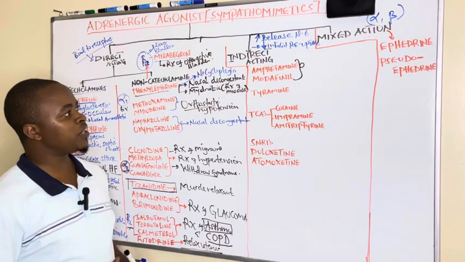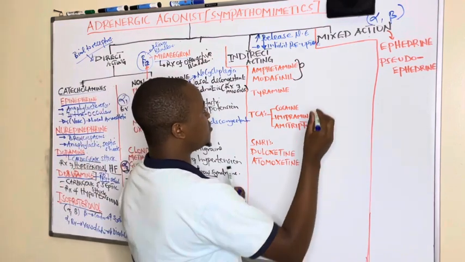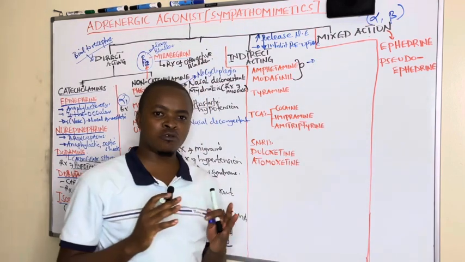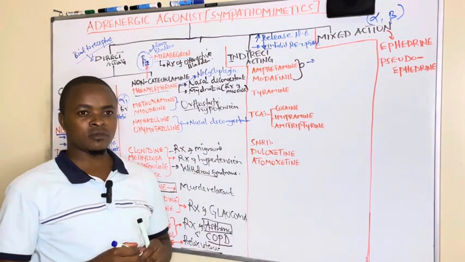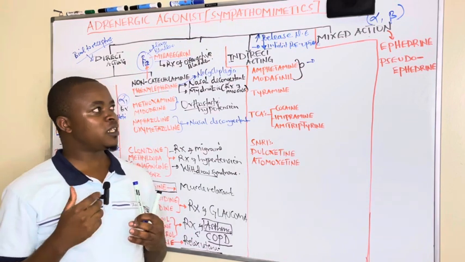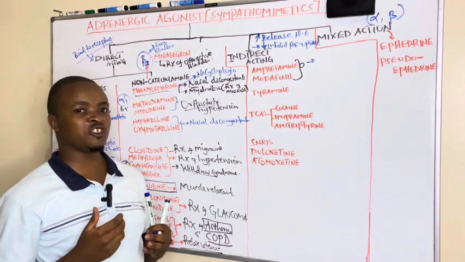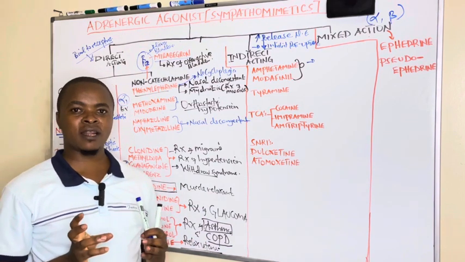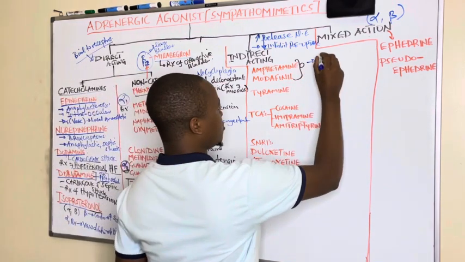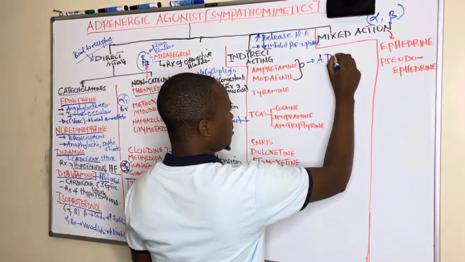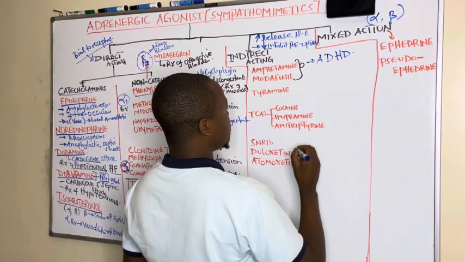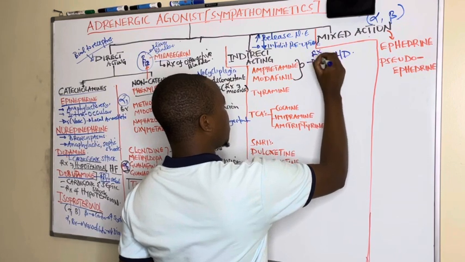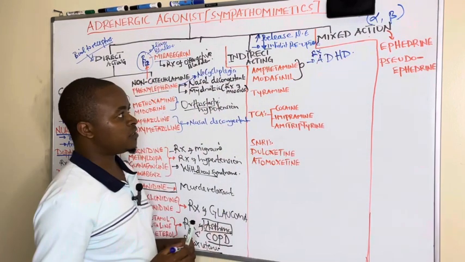And these ones play a big role. First of all, they play a big role in the treatment of children who suffer from what we call attention deficit hyperactivity disorder, where they don't settle on one thing. So you can use amphetamine and modafinil to treat this disorder.